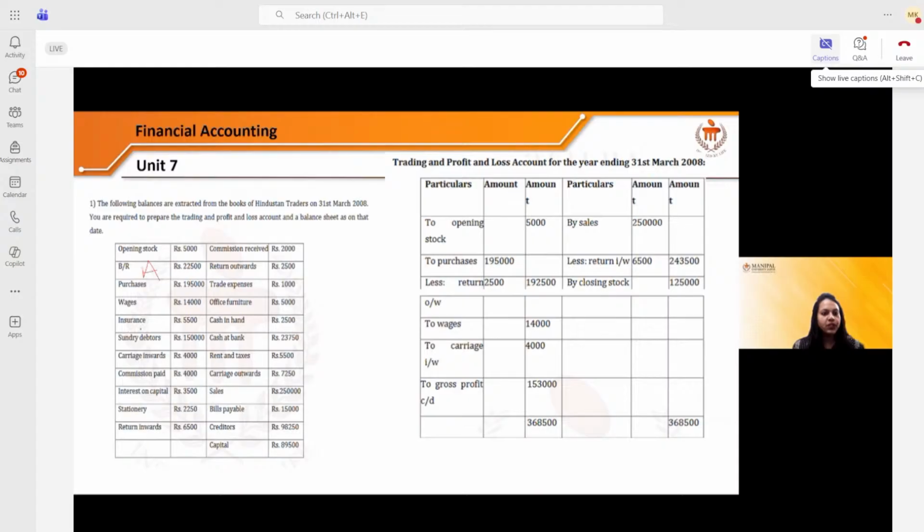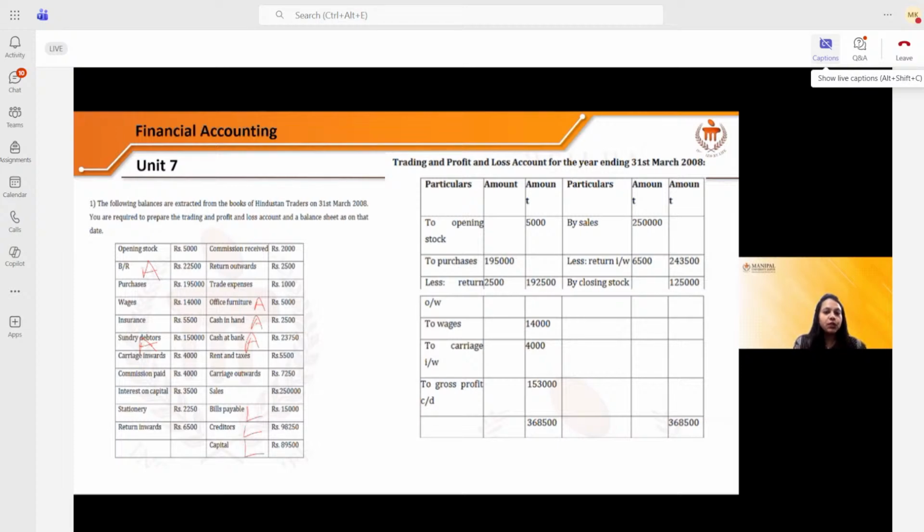Purchase no, wages no, insurance no, debtor yes, it is an asset. Carriage inward no, commission paid no, interest on capital no, stationery no, return inward no. Commission received no, return outward no, trade expenses no, office furniture yes, it is an asset. Cash in hand, asset. Cash at bank, asset. Rent no, carriage outward no, sales no. Bills payable is a liability. Creditor is a liability. Capital is a liability. So I have identified what is assets and what is liability.